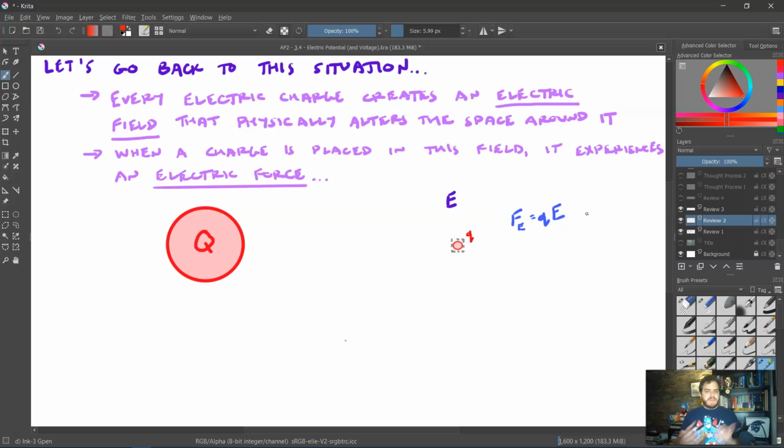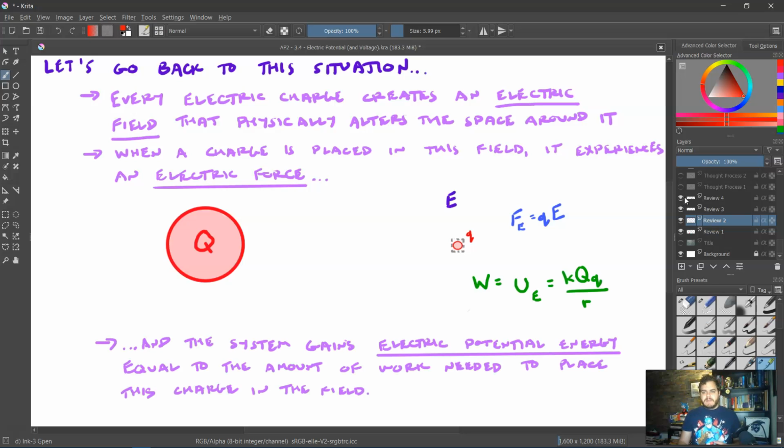Now, that electric force may be towards the source charge, it might be away from it, it just depends on the signs of the respective charges. Additionally, if we want to take that a step further, we could say that the amount of energy we needed to place this charge here, in other words, the work we had to do to put that charge at that point, is going to be stored as electric potential energy in the electric field of this system. And now that we've reviewed all of this, how we connected electric field and electric forces is going to be very, very similar to how we connect electric potential and electric potential energy.